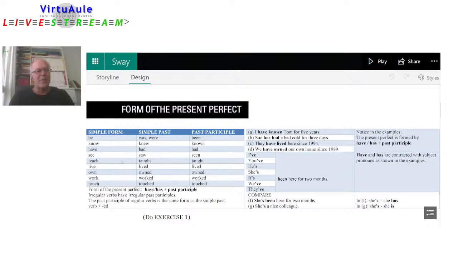And we'll start with, first of all, the simple form, the simple past, and the past participle, just to review some verbs. Okay, be, was, were, and been. The past participle is been, and this is the part that you will use for the present perfect. Know, knew, known. And this is how you should learn these words. You should try to learn them like a rhyme using all three, even if it's the same, like have, had, had. Repeat: have, had, had.